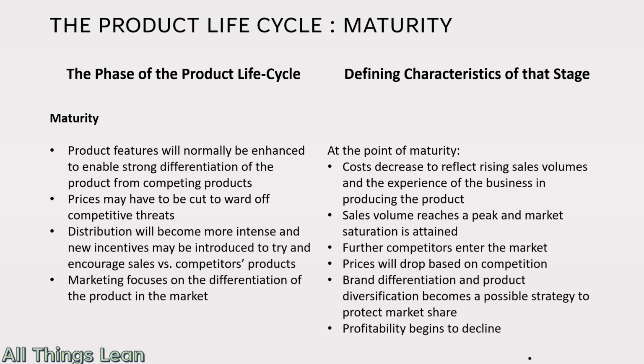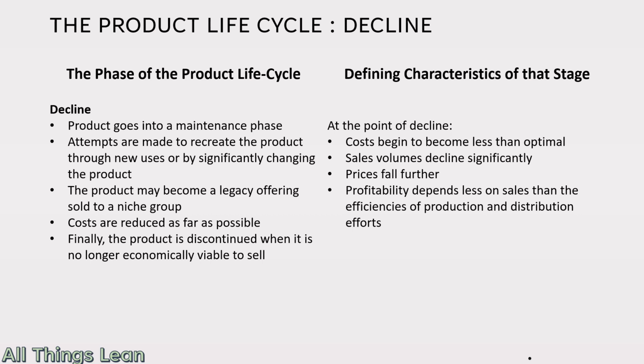At the point of maturity, costs decrease to reflect rising sales volumes and the experience of the business in producing the product. Sales volume reaches a peak and market saturation is attained. Further competitors enter the market. Prices will drop based on competition. Brand differentiation and product differentiation become a possible strategy to protect market share. Profitability begins to decline.